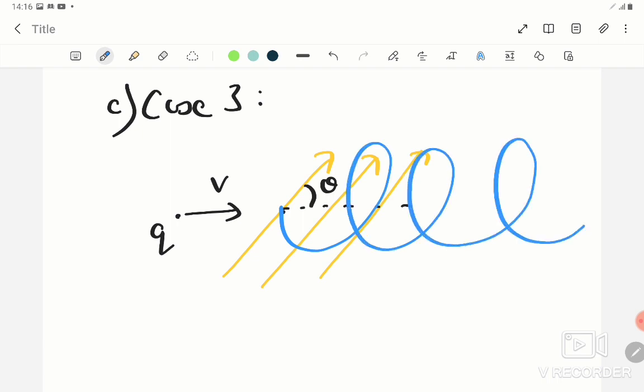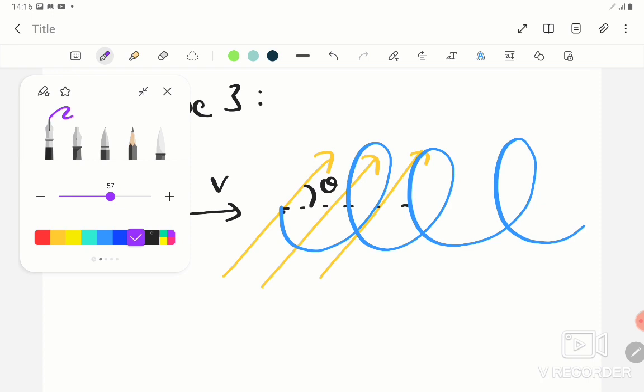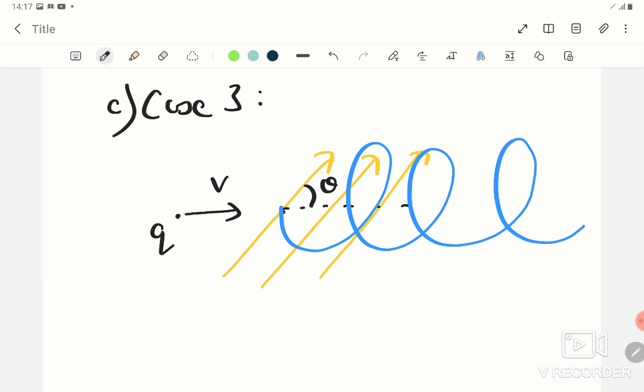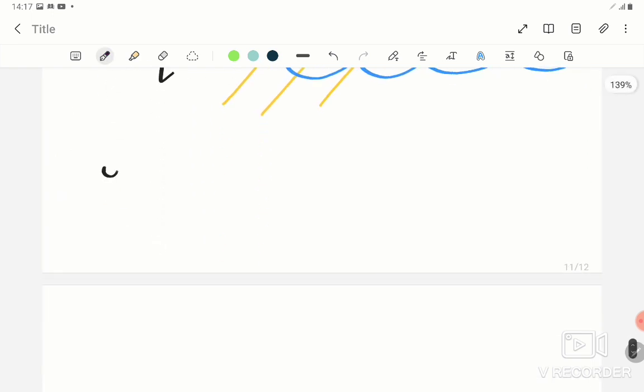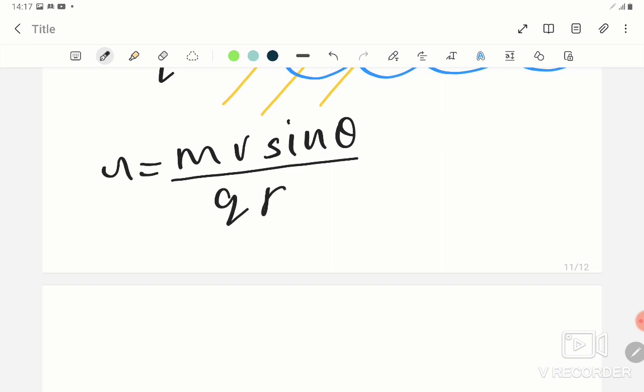Guys, in this helical motion we need to find two factors. One is the radius of helix and the other is the pitch of helix. So guys, to find the radius of helix, we will use a similar formula to case 2. This formula is given by radius of helix is equal to mv sin theta divided by qB.